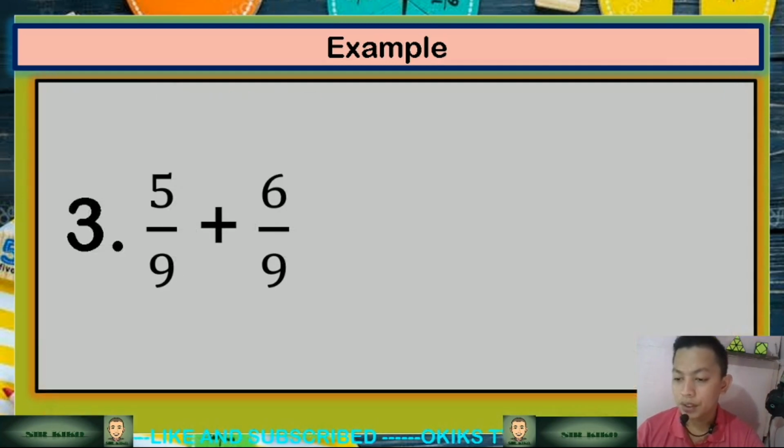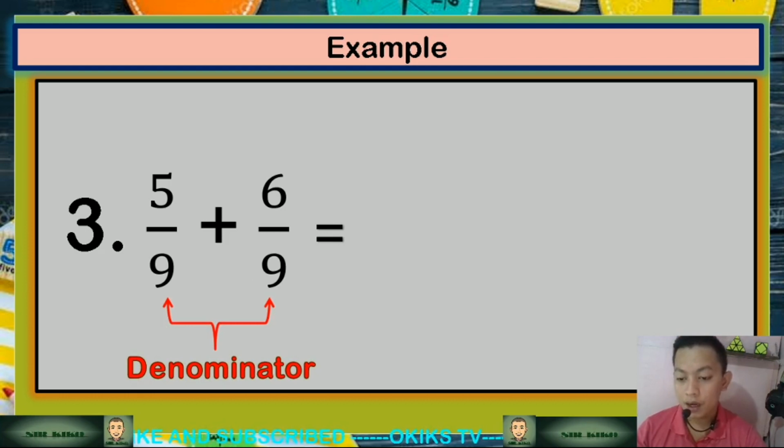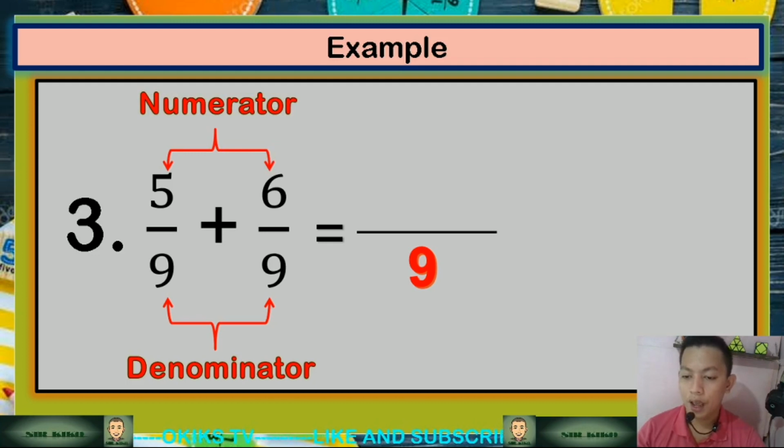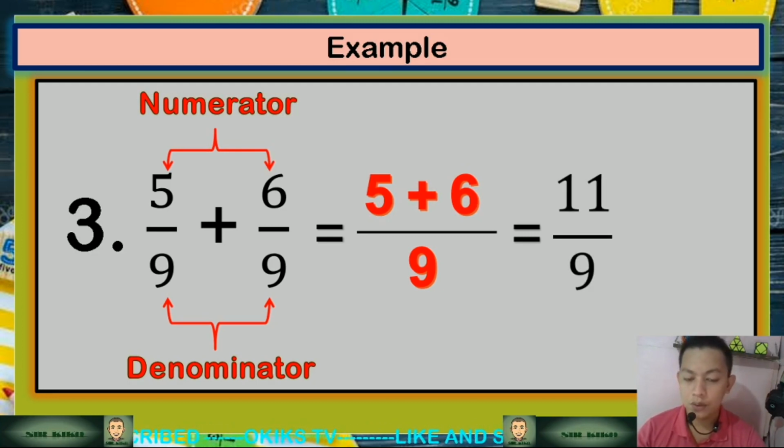Okay, next, number 3. We have 5 ninths plus 6 ninths. Again, we have the same denominator. This would be a similar fraction. You just copy the denominator and add the numerators. So 5 plus 6 is equal to 11. So this would be 11 ninths. Again, observe if there is any common factor between 11 and 9. There is no common factor between 11 and 9.